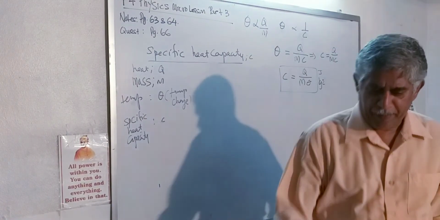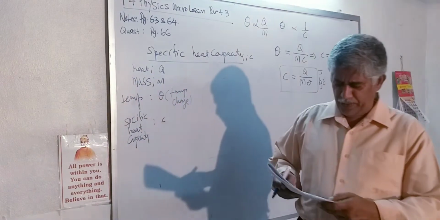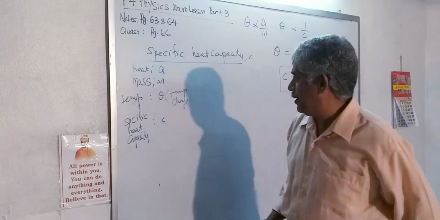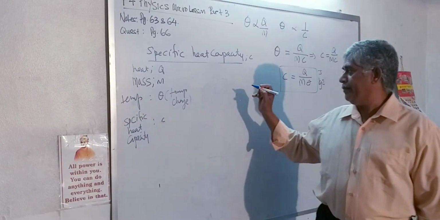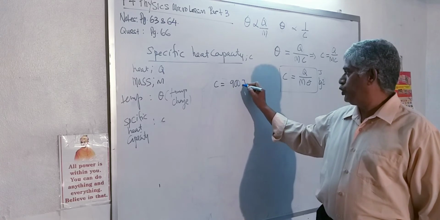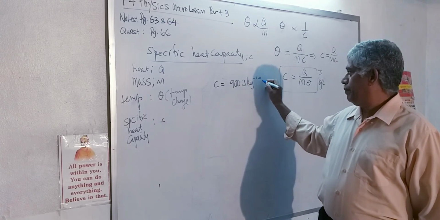Let's say specific heat capacity. In your book, they already give you here. Okay, they give you for aluminium first. You take aluminium. So for aluminium, the specific heat capacity is given as 900 joule per kilogram per degree Celsius.